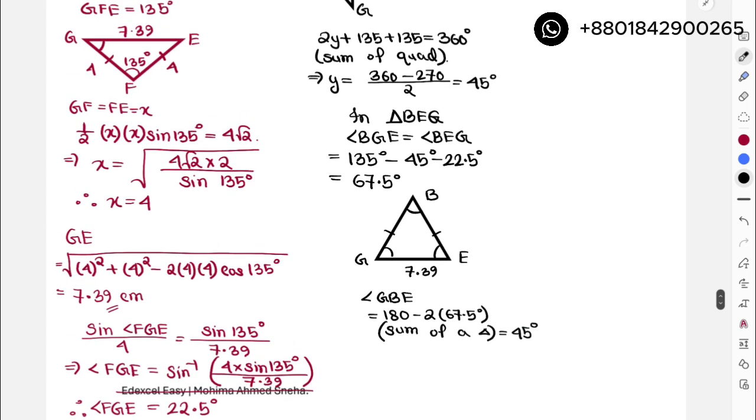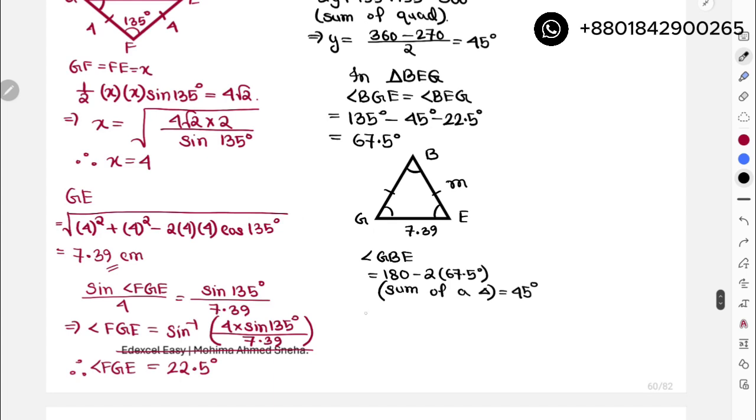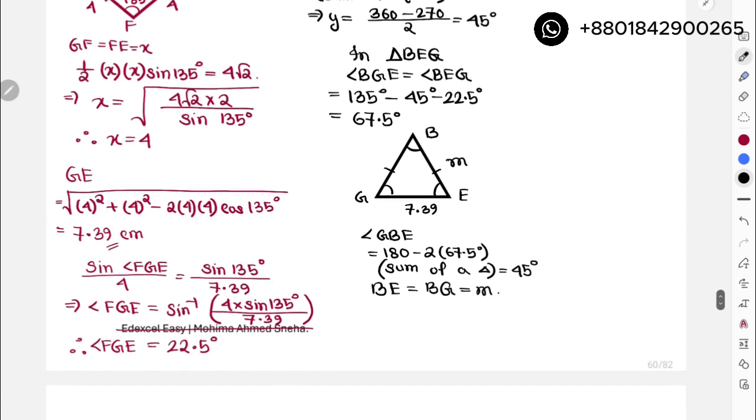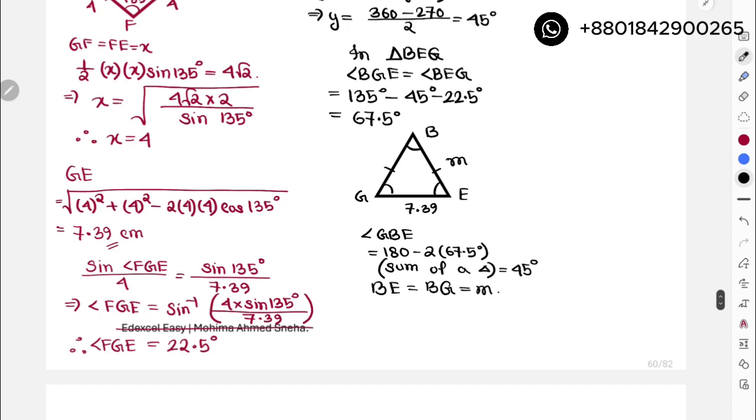So if this is another 45 degree, then you have to use that sine rule for the last time. 45 over 7.69 and 67.5 over, I'll consider this as m. Okay, BE and GE are both of equal length, so we can write BE and BG both are of equal length, and now I can use the sine rule to find out that.